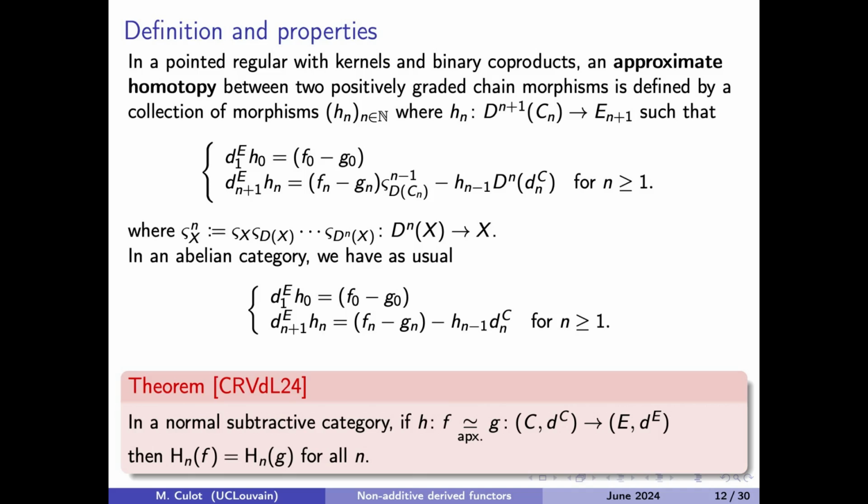Okay, but what about homology? It seems also perfect. So we prove that if you consider very general settings, so a normal category, just subtractive, then if you have a homotopy between two positively graded chain morphisms, then they will have the same homology for any degree. And that was one of the key goals of the proof for the abelian settings for derived functors.